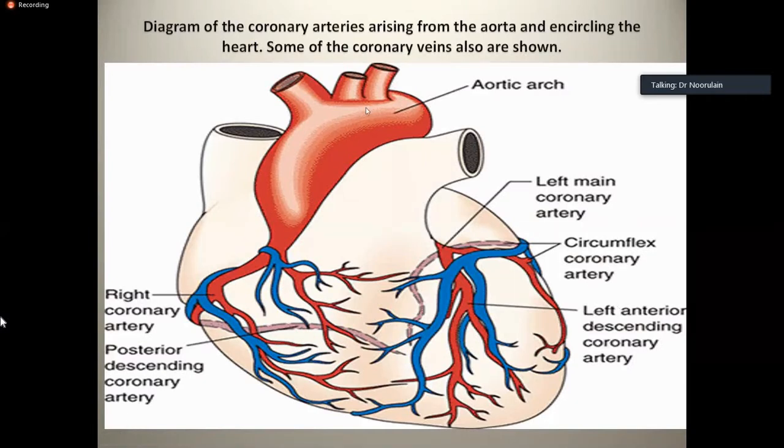As you all know, this is the diagram of the heart showing the coronary arteries arising from the aorta and encircling the heart. These are the aortic arch and different coronary arteries arising from the aorta. This is the left main coronary artery. This is the circumflex coronary artery. This is the left anterior descending coronary artery. Here on the right side, there's the right coronary artery and posterior descending coronary artery. These arteries are all important because thrombosis or embolus in any of them can lead to angina or myocardial infarction.